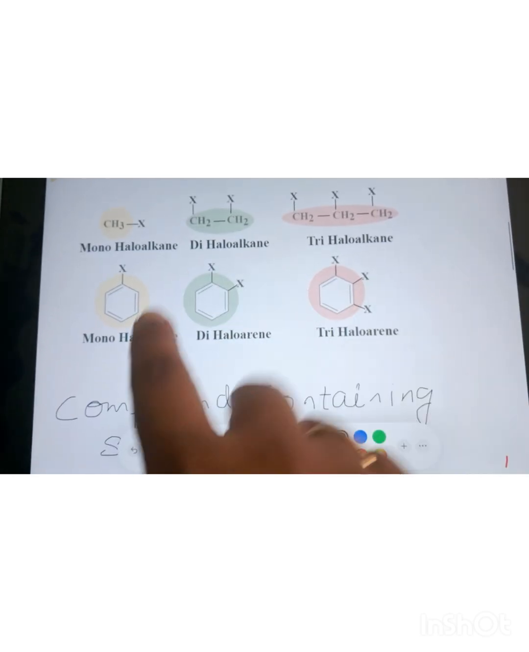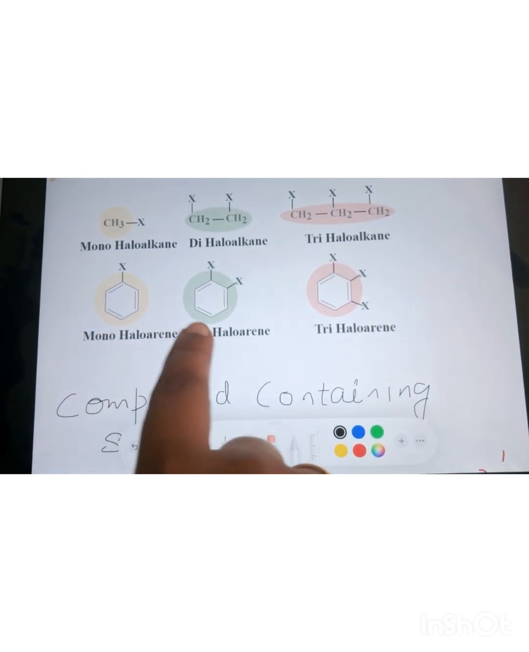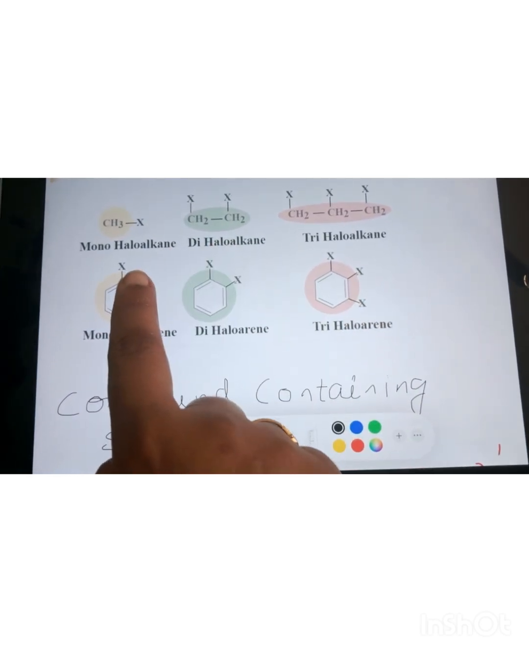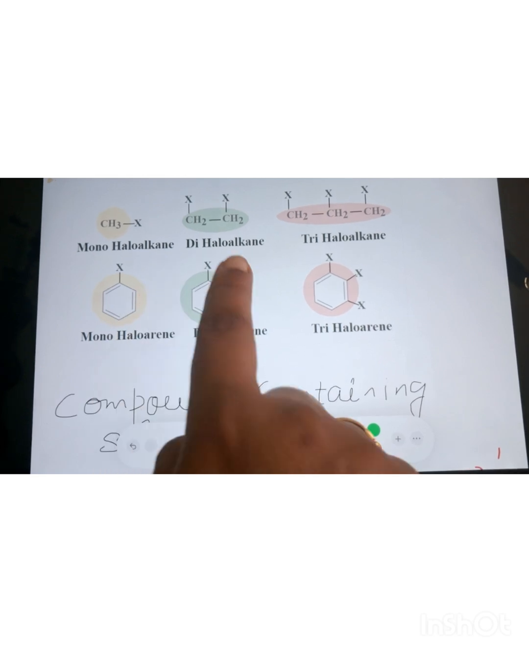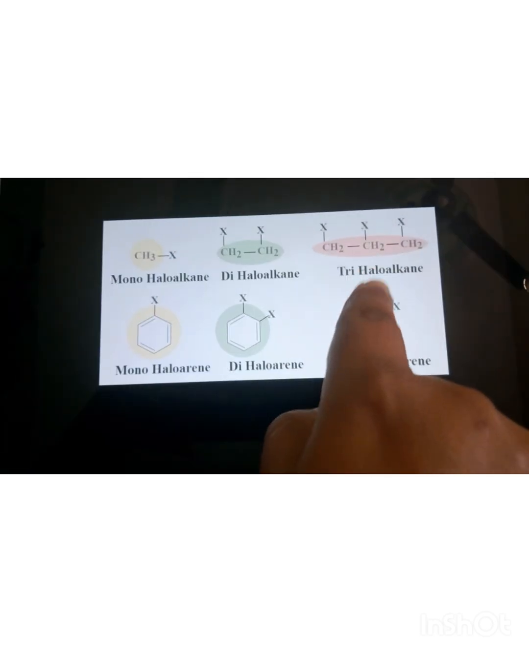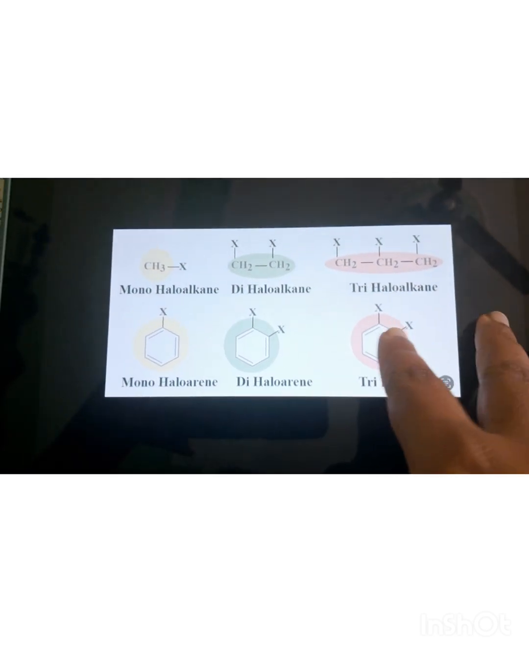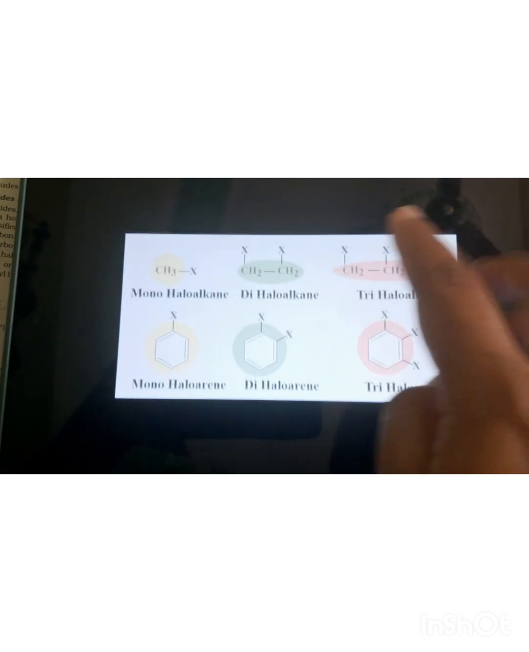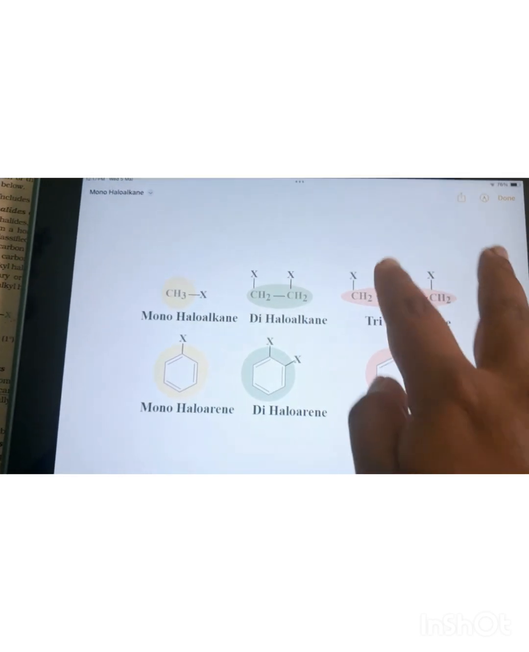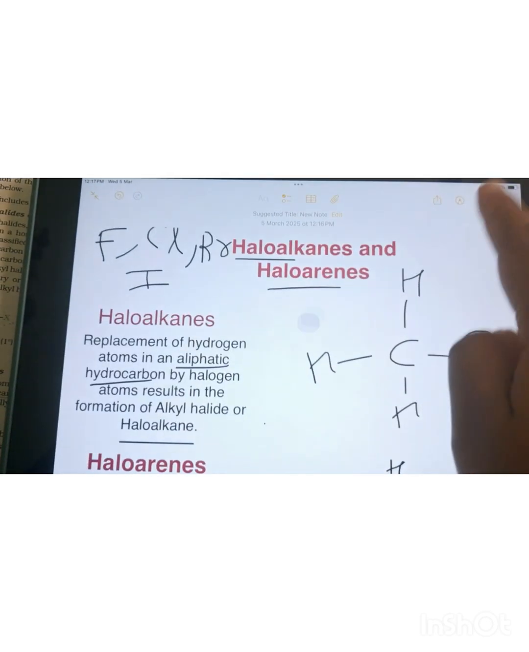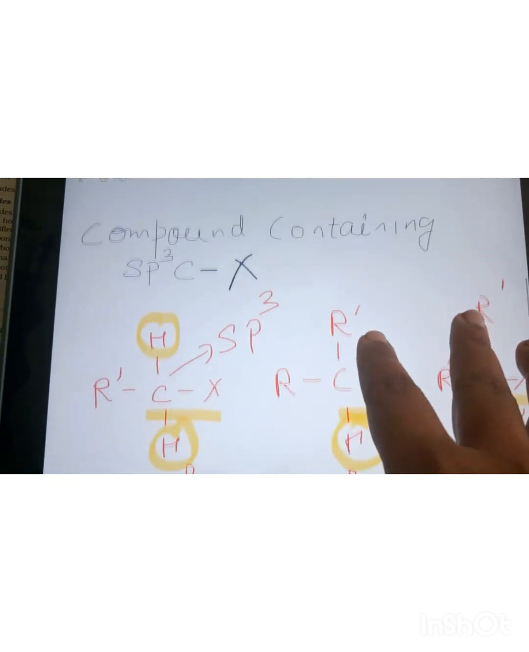The same thing we can also go with arenes: monohaloarenes, dihaloarenes, trihaloarenes. One hydrogen atom replaced, two hydrogen atoms replaced, three hydrogen atoms replaced. You can see these examples. They are based on the number of hydrogen atoms replaced. Next we will go with the next set of classification.